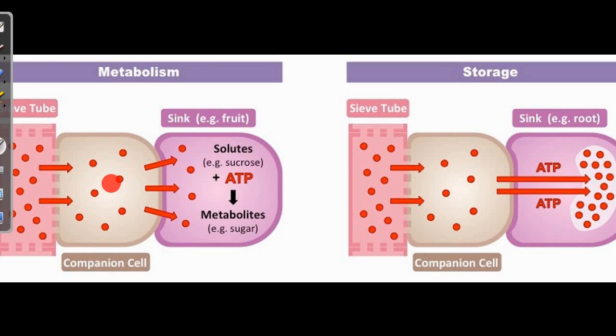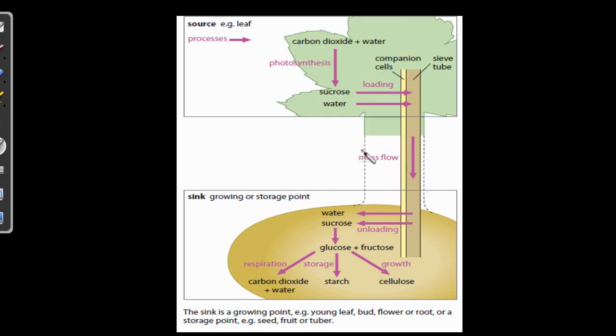From the sieve tube to the companion cell, the solutes, that is sucrose, have reached. With the help of ATP, it may be used, for example in the fruit, where it is converted into sugar, or it can be stored. That depends on the cell. So that's how this whole process takes place.